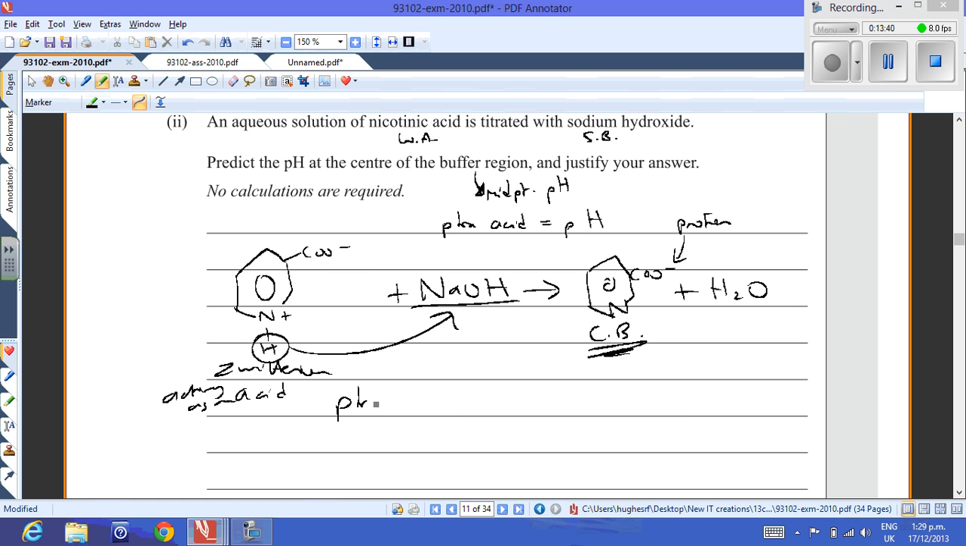So the pKa of that must be 4.9. Therefore, the pH must be equal to 4.9 at the center of the buffer region, or the midpoint. And that's your explanation for that. So the pH is equal to the pKa of a particular proton that we're trying to remove at the center of the buffer region. And that's the answer for question 3A, part 2.